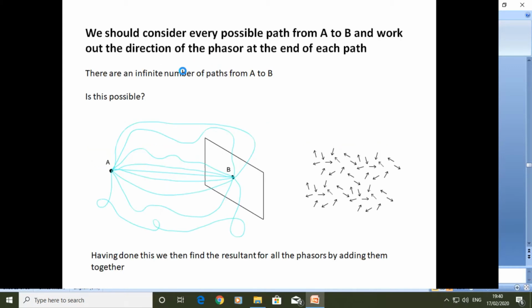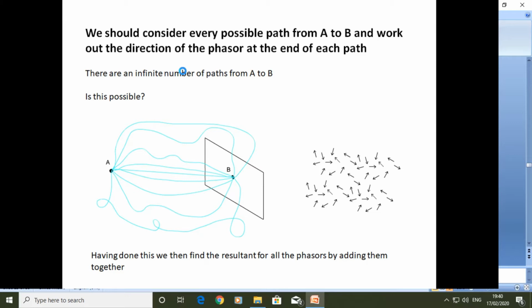Now, what we do is we do the same thing but for every possible path from A to B, and we work out the direction of the phasor at the end of each path. This is no easy task because there are an infinite number of paths from A to B. There's the very, very obvious one, which is the straight line path. There are some which are quite straight, and then there's lots and lots and lots of weird ones.